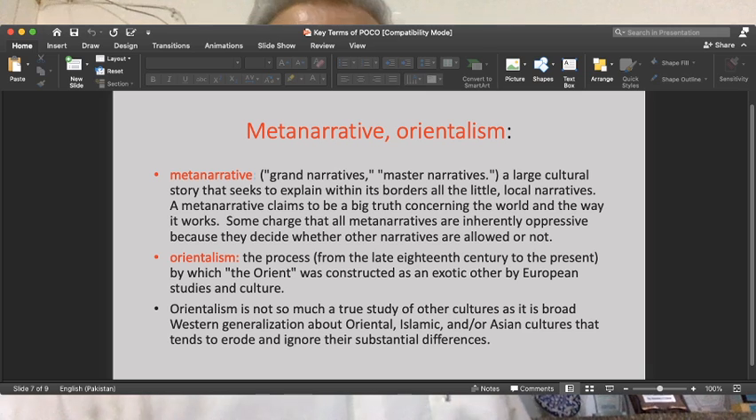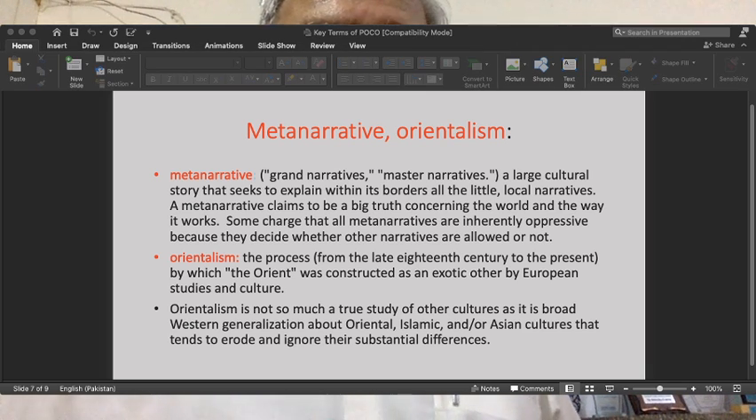Then comes metanarrative and Orientalism. You see, what is metanarrative? Grand narrative, a large cultural story that seeks to explain within its borders all the little local narratives. The metanarrative claims to be a big truth concerning the world and the way it works. Some charge that all metanarratives are inherently oppressive because they decide whether other narratives are allowed or not.